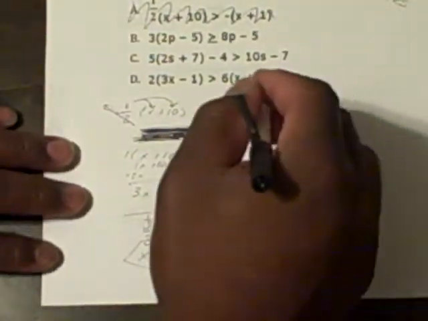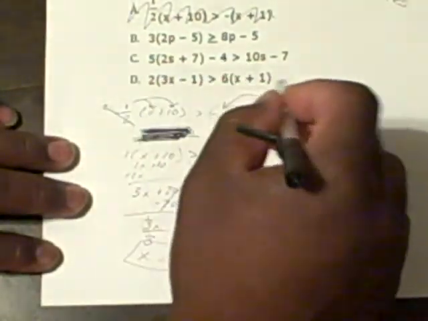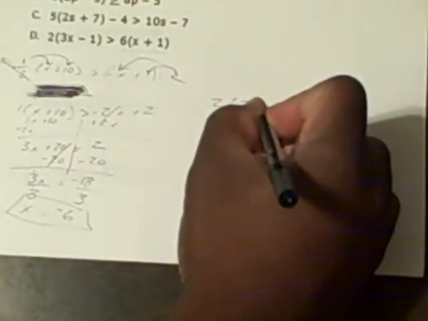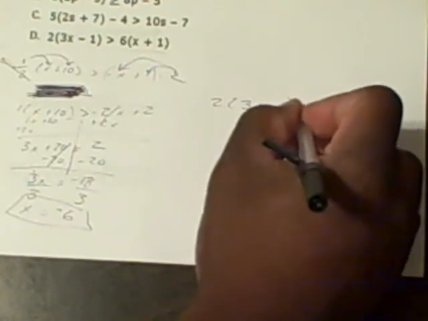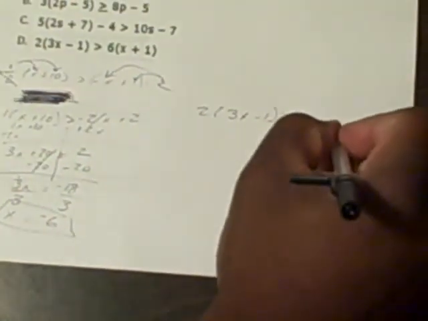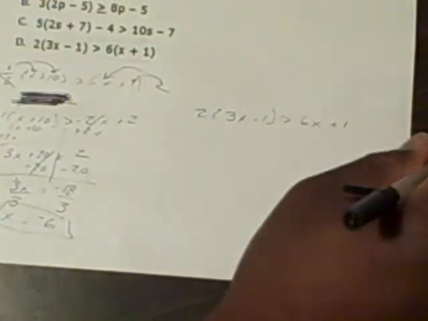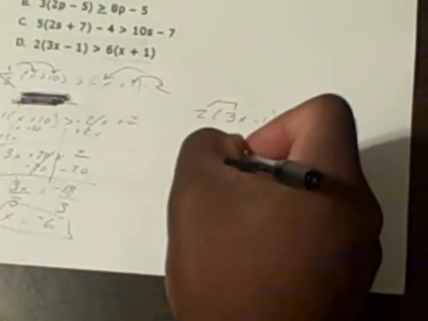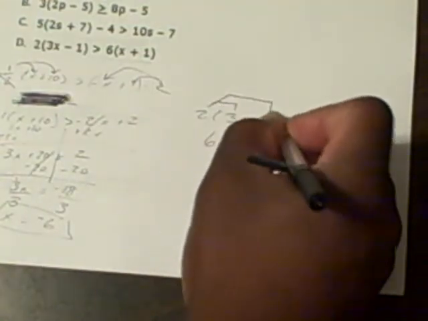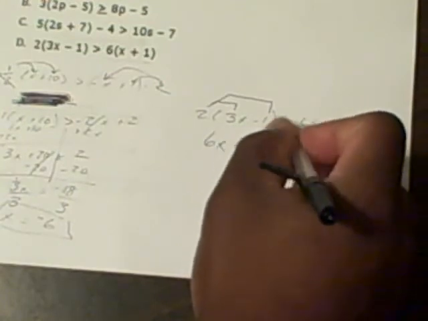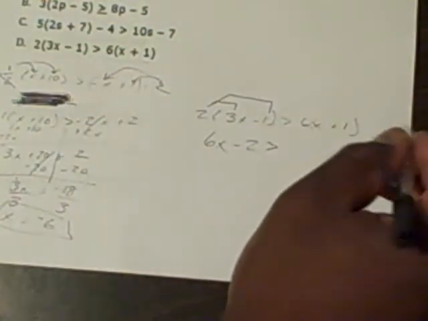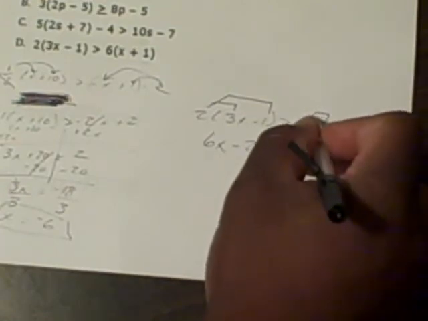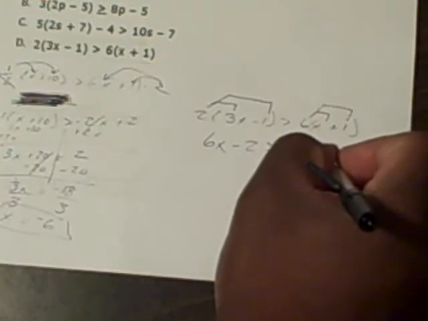Just for the sake of time, I'm going to skip down and do D. Okay, on D, we have 2 times 3x minus 1 is greater than 6x plus 1. 2 times 3 is 6x. 2 times negative 1 is minus 2. Don't do anything to the sign. 6 times x is 6x. And 6 times 1 is plus 6.